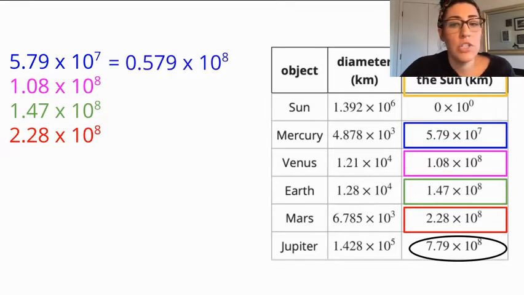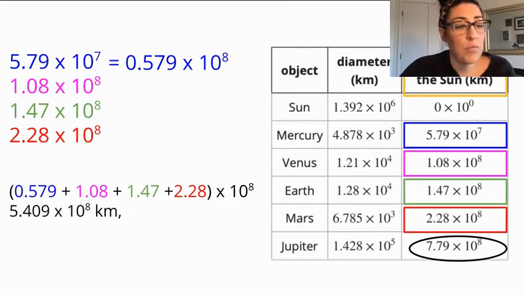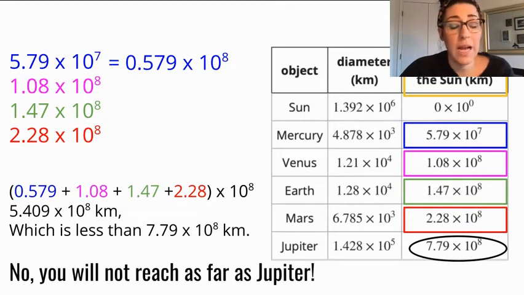So we're going to go ahead and change Mercury to be written with a power of 10 that has an exponent of 8. Now we can go ahead and add those leading factors together. So you can see them listed out there, still multiplying them all by 10 to the 8th. This gives us 5.409 times 10 to the 8 kilometers, which is less than the distance from the Sun for Jupiter. So no, you will not reach as far as Jupiter in this situation.